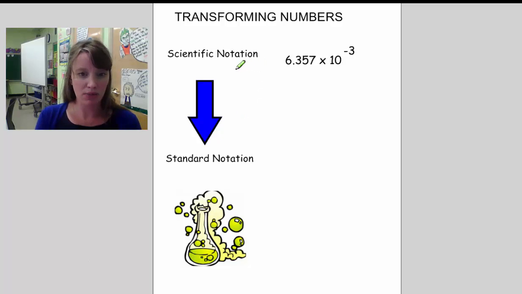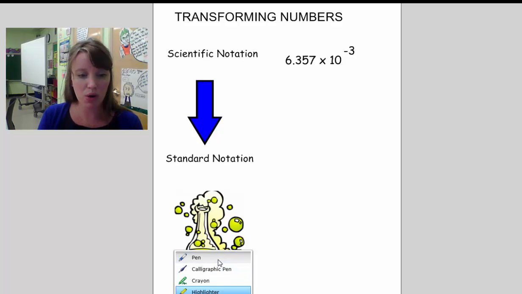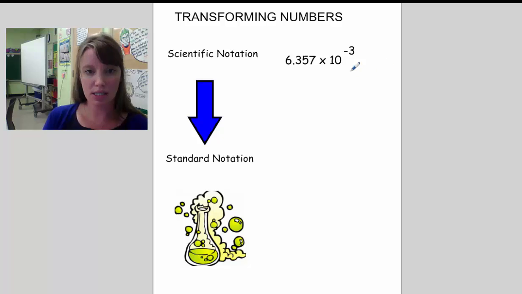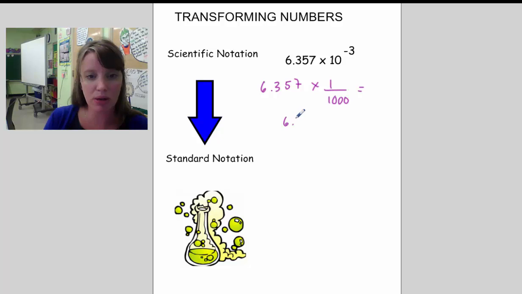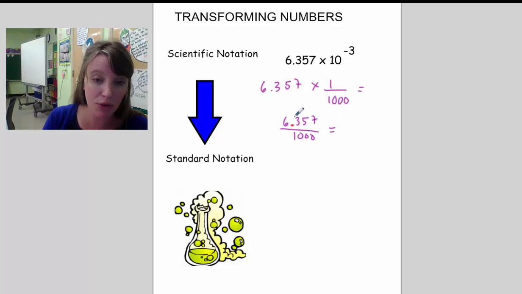So going from scientific notation back into standard notation. What we know about this number is that a number written as 6.357 times 10 to the -3 is going to be 6.357 times 1 over 10 to the 3, which is 1,000th. Well, that's 6.357 divided by 1,000. And that's going to take the original point of the decimal place right here and move it over 3 spaces. 1, 2, 3.